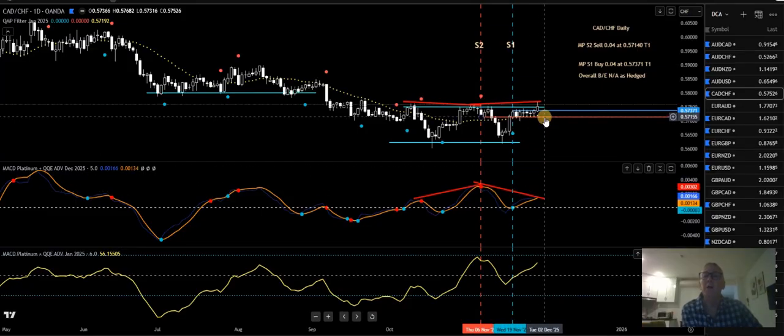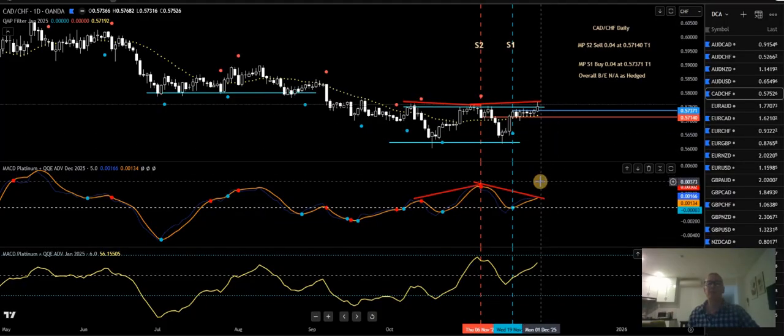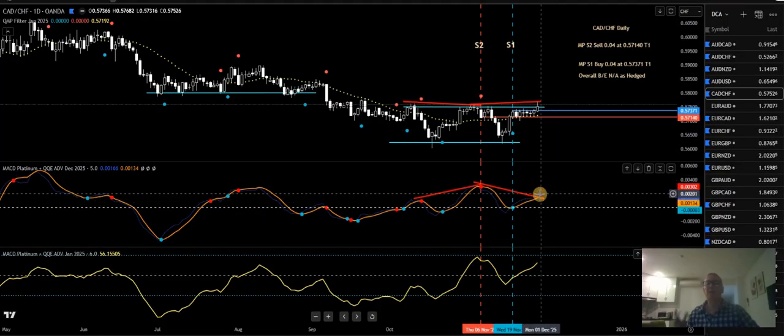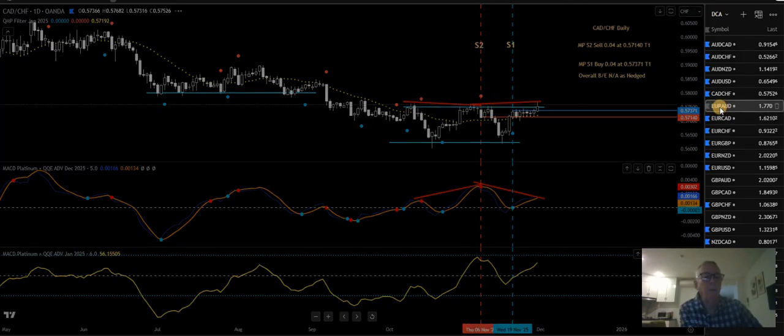So I'm basically hedged at the moment, waiting for a trade signal in either direction, and I think it'll be the sell side because the MACD Platinum is above the zero level. So I'll take a second bigger position, and I'll hopefully work it out from that.